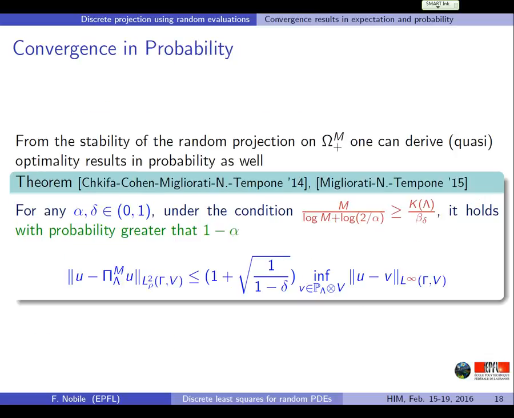You can derive similar results in probability. This we did in some follow-up works. You don't need the truncation in this case because you just restrict to the set where you have good stability. So you can show that with high probability, let's say greater than 1 minus alpha, where alpha is your confidence level, the error from this reconstruction is up to a constant equivalent to the best approximation error. But now you lose a little bit because you have to evaluate the best approximation error in the L infinity norm instead of the L2 norm.